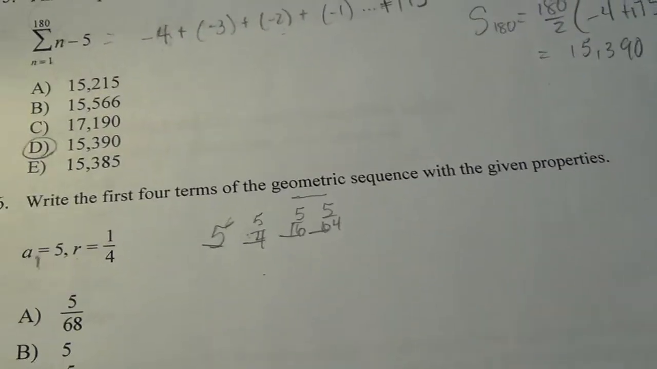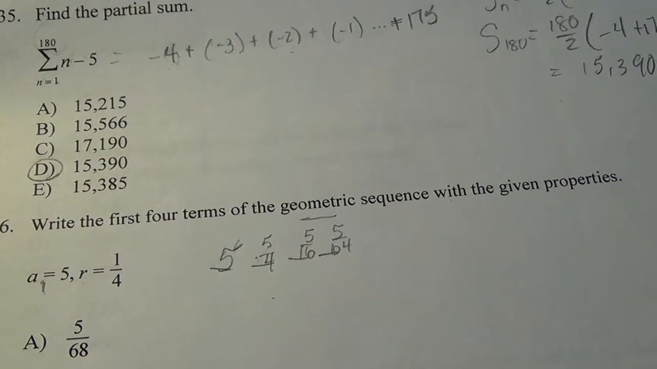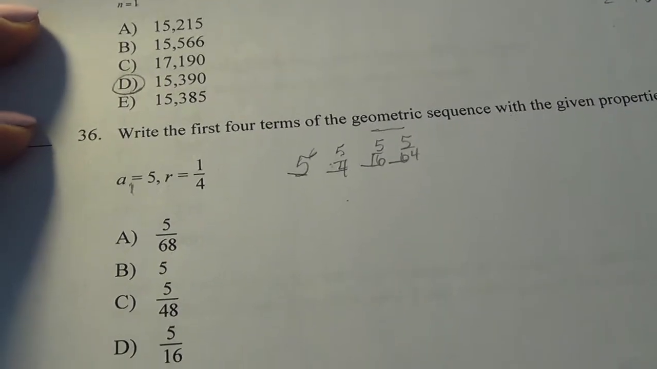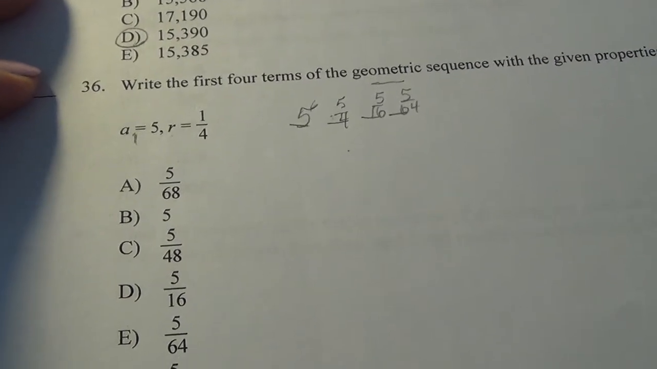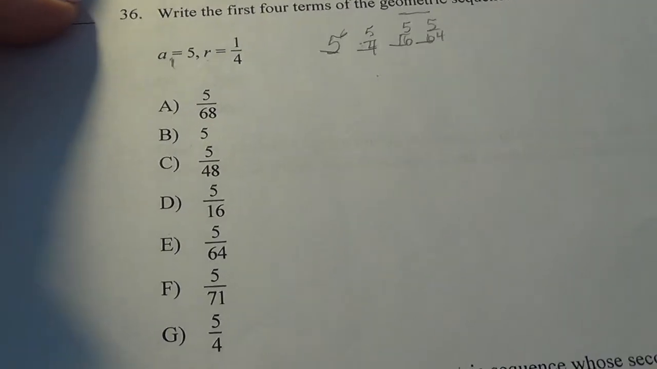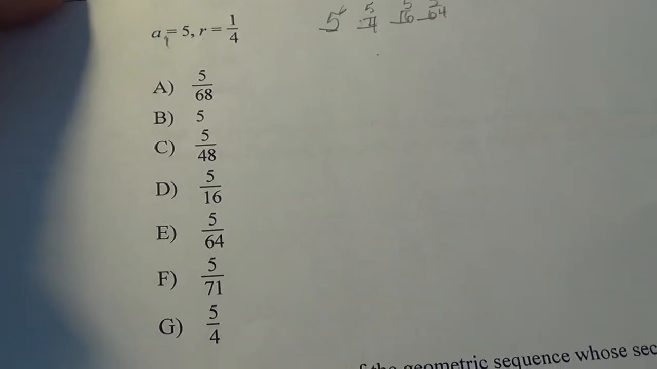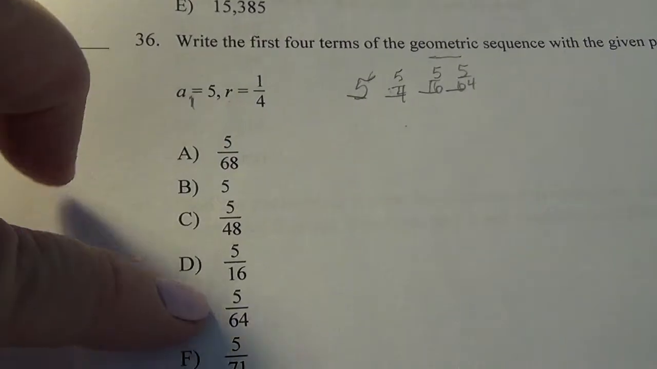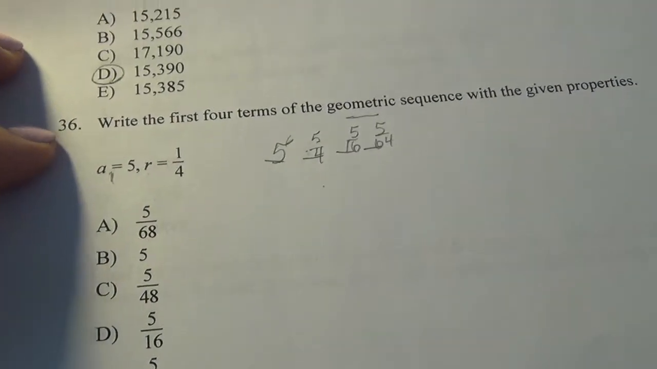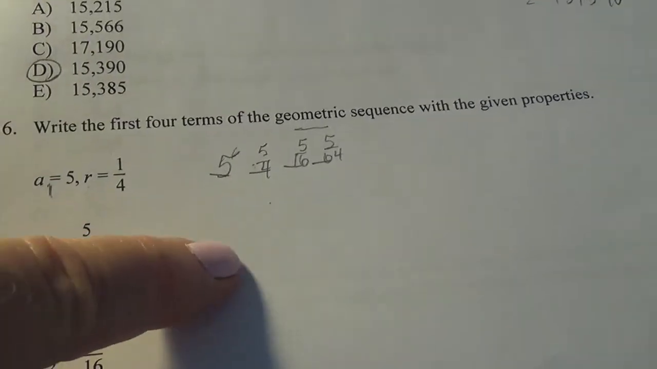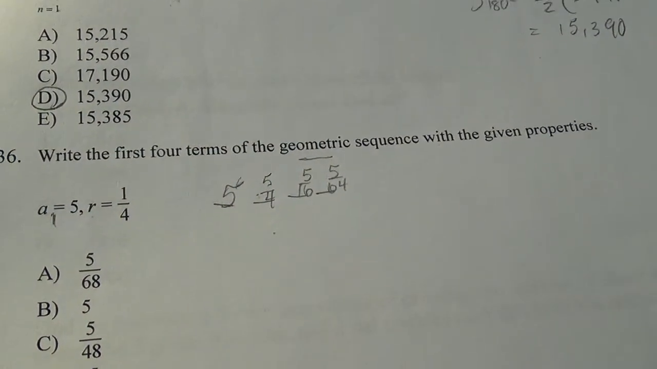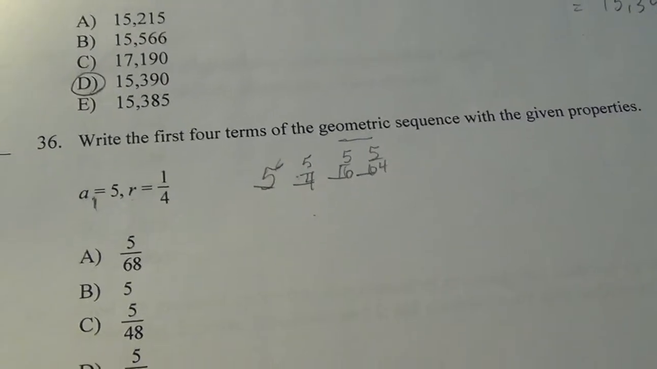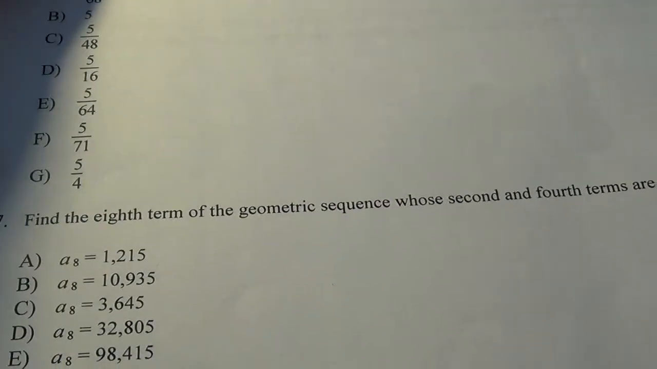And write the first 4 terms of the geometric sequence. Okay, well those answers don't seem to respond to it. I see the last term 5/64, but to answer that question, write the first 4 terms. This is the answer. Alright, some of these problems are a little messed up, but they're getting the job done.